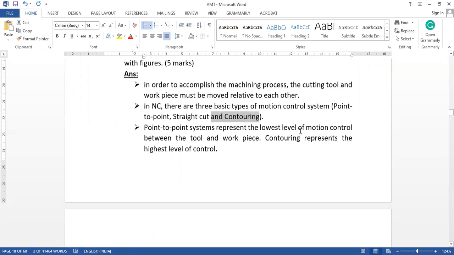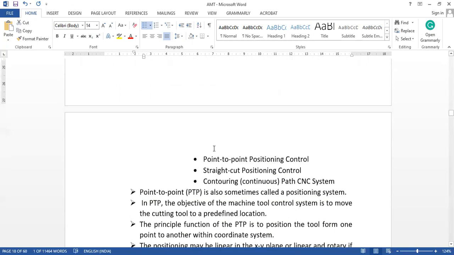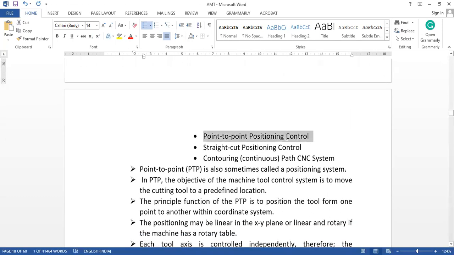PTP systems represent the lowest level of motion control between the tool and the workpiece, whereas contouring represents the highest level of control. So once again: PTP, then straight cut positioning control, and contouring, the continuous path system.